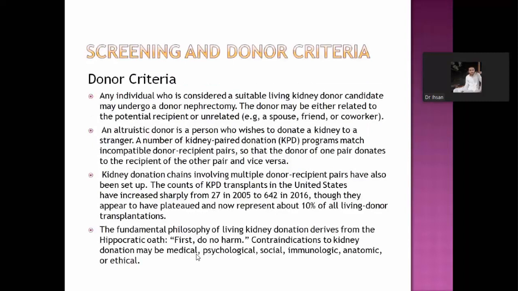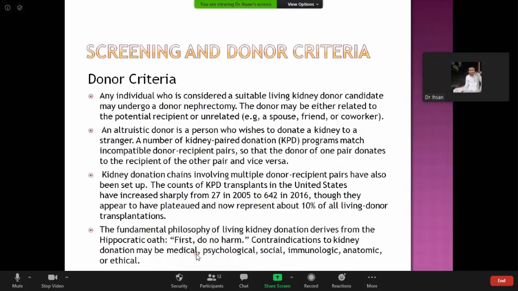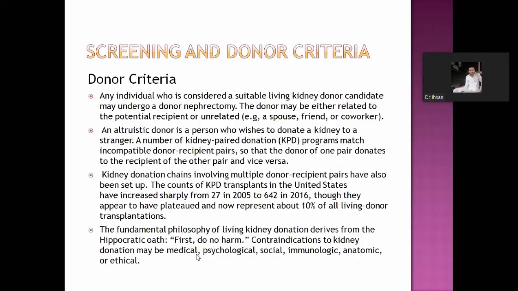Coming to screening and donor criteria. Any individual who is considered a suitable living kidney donor candidate may undergo a donor nephrectomy. The donor may be either related to the potential recipient or unrelated, for example, a spouse, friend, or co-worker. An altruistic donor is a person who wishes to donate a kidney to a stranger.